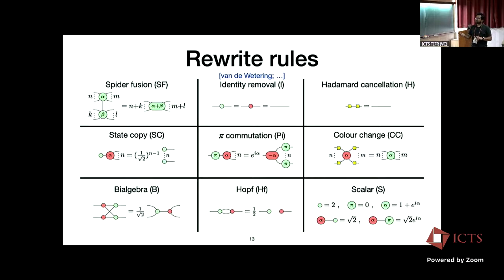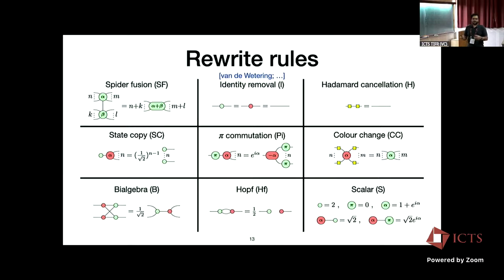So now the interaction between these colors. When you have a green spider connected to a red spider in this way, you can simply get rid of this red spider and copy it to all its outputs. It's called the state copy. It's called a state because this green spider with a single output is a state. Similarly, if you have a pi spider, you can push it through this and copy it to all the outputs and just flip the phase here. It's like how when Z goes through X, you get minus XZ. So this is like a generalization of that in some sense.